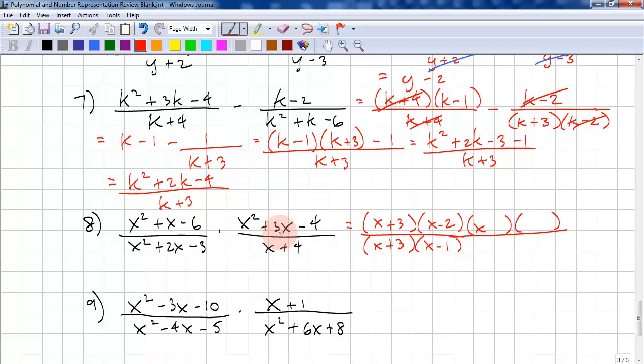And we're looking for a difference of 3. So that's 4 and 1. Positive 4 and minus 1. And we have an x plus 4. Okay, let's cancel. Cancel and cancel. So our answer is simply x minus 2. Again, we have a divide by 1, but that doesn't matter. We can leave that out.